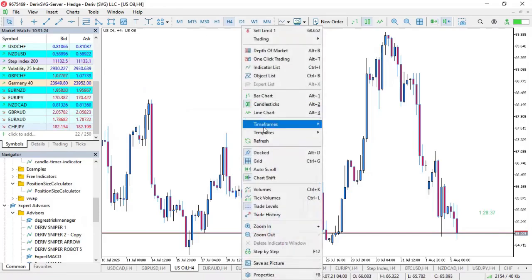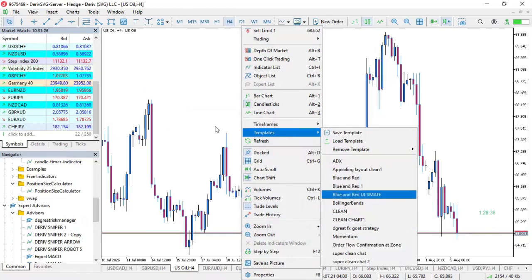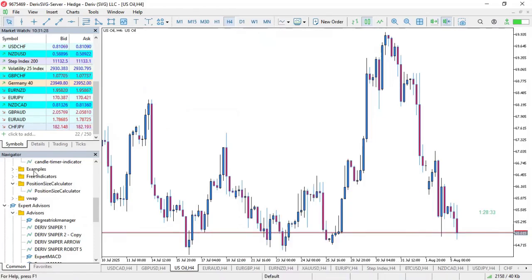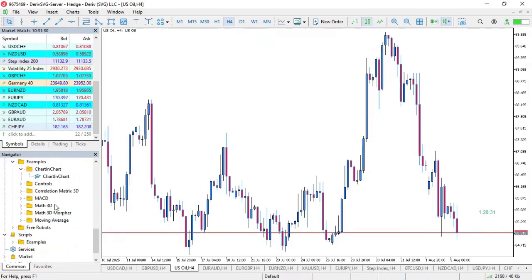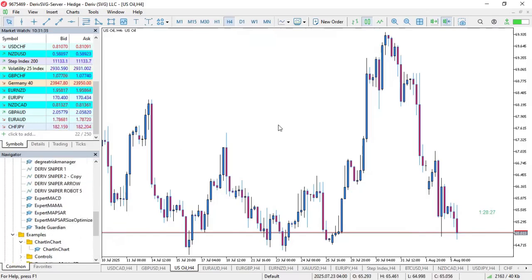If you now right click, you'll be able to see templates. All of them will come here, and by this side, you'll be able to see all the indicators. All the indicators will be here for you to see. So you can now drag them to screen.